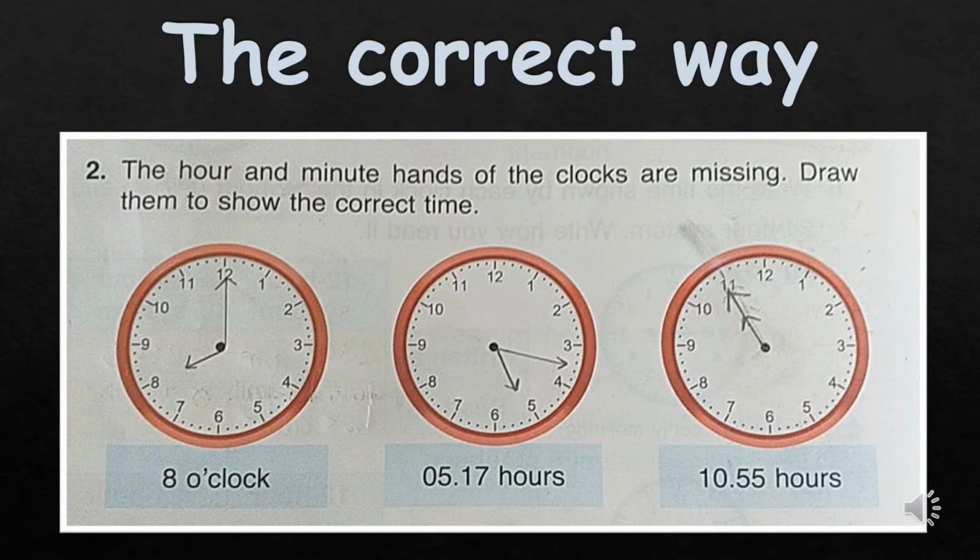Okay, and this is how you should have done it. So you see the small hand is a little bit past 5, and the long hand, the minute hand, points at 17 minutes past 5. Same with 5 minutes to 11. Both hands point at the 11. So this is the correct way. Let's look at 3 more.